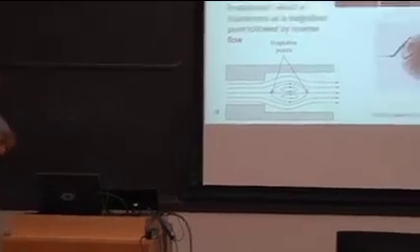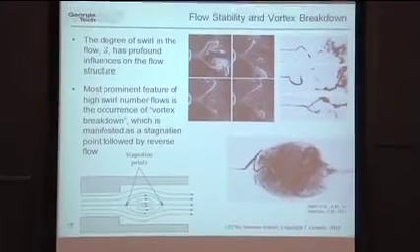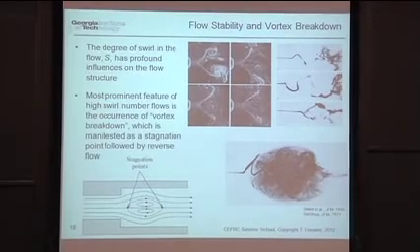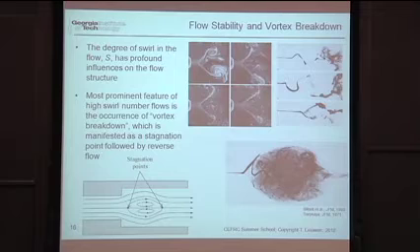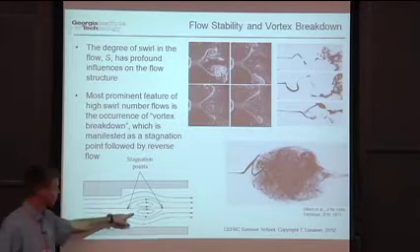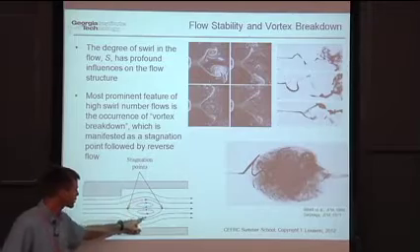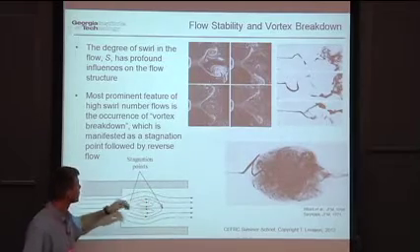So actually, this was the intro that I should have given a few slides ago. But I want to first just real quickly give you a little bit of an overview on vortex breakdown. And as I mentioned, the degree of swirl in the flow, which I'll call S, has very profound influences on flow structure. And the most prominent feature, when you have high swirl flows, when the swirl number is on the order of 1, is this vortex breakdown phenomenon, which I've drawn here. All right? So you get this natural recirculation bubble in the flow.